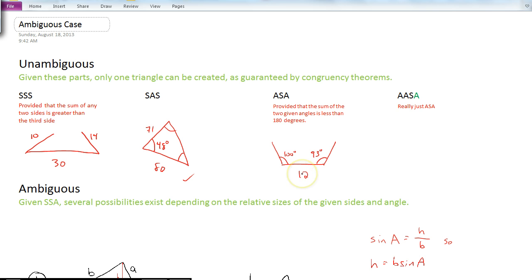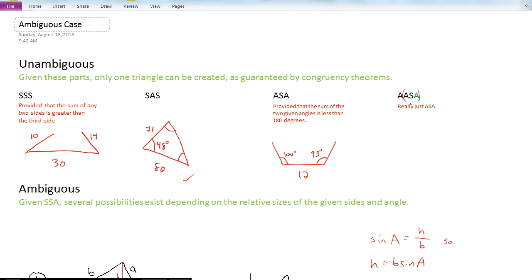So that's crucial. And then finally, if you think about AAS as some given information, that's two angles and a non-included side. Well, if you have the two angles, you can find the third angle, and then you're going to get ASA. So AAS is just a subcase of the ASA case. So the idea here is that if you're given three sides with that provision, two sides and an included angle, two angles and an included side with that provision, or any two angles and a side, you're going to be able to make one triangle exactly. And there's nothing ambiguous about how to do that.